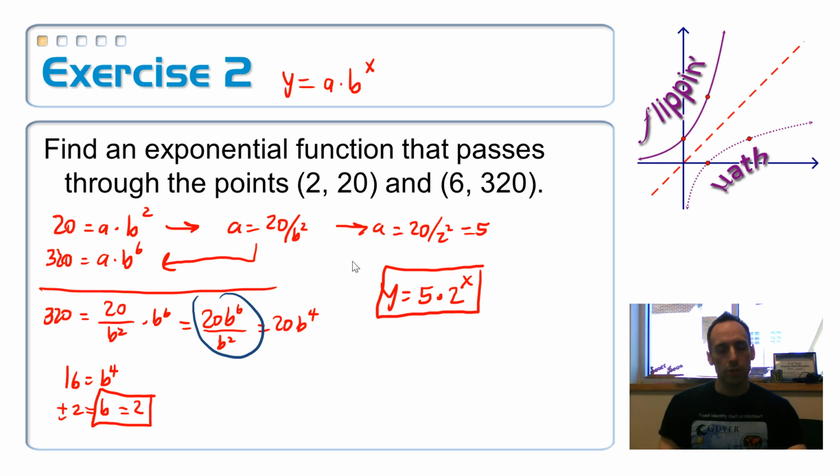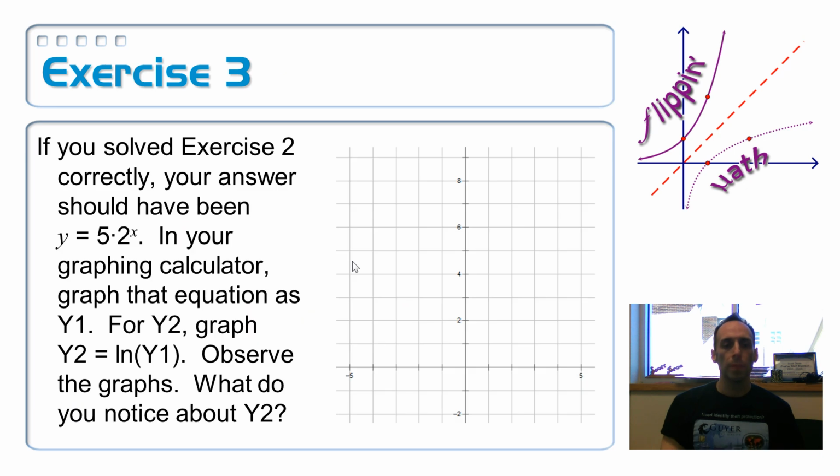All right, so now I'm going to do something kind of strange. See if you can follow me here. If you solved that correctly, you should have gotten y equals 5 times 2 to the x, and we did. Okay, so in your graphing calculator, you have one handy? Yes? Okay. I want you to graph. Well, go to y equals and type in this equation, the same equation that you just got. So you should get a graph like this. It's an exponential equation. The base is 2, and then we're scaling it by 5.